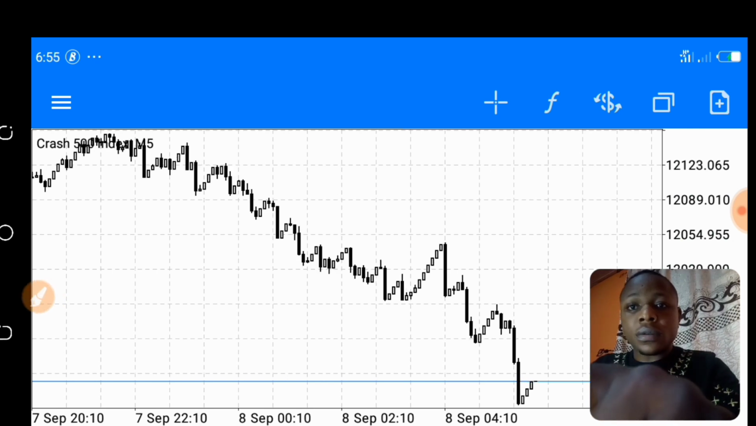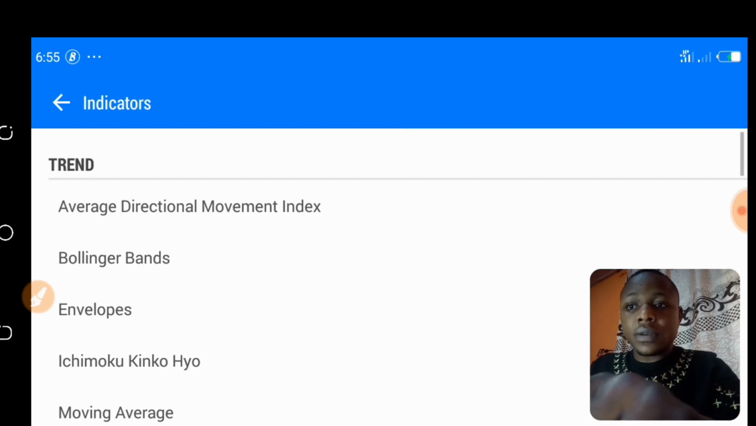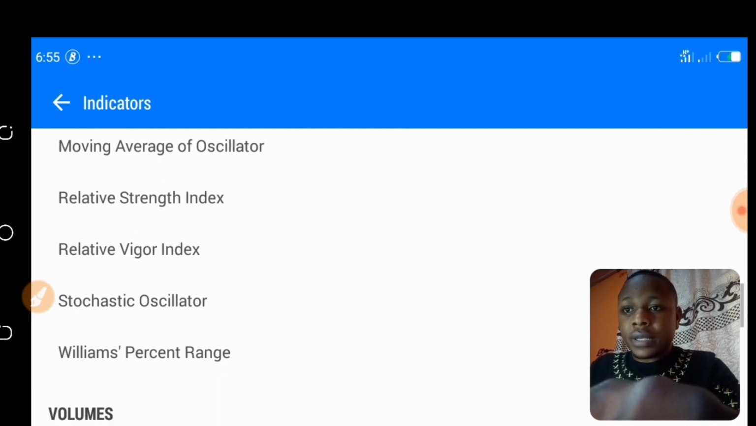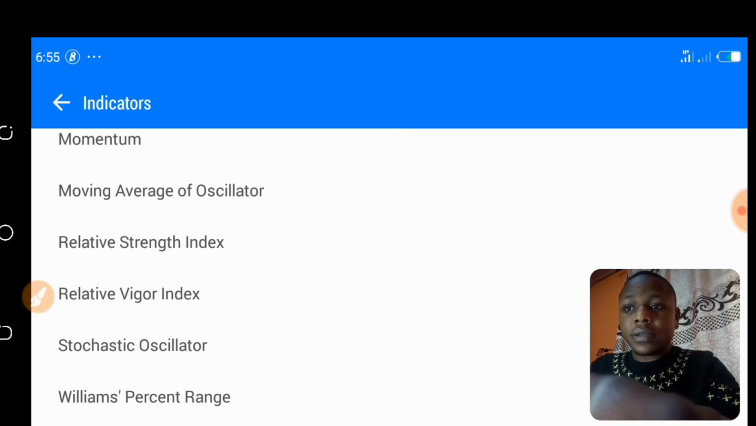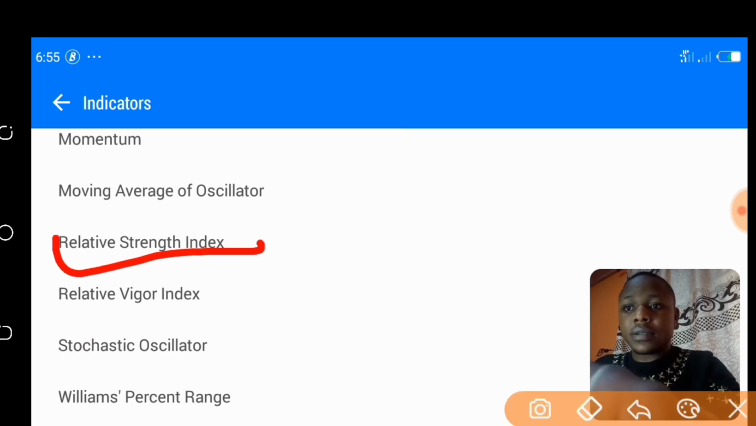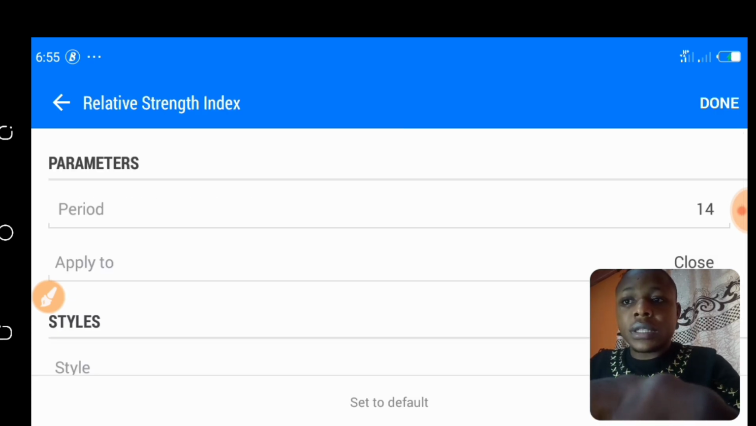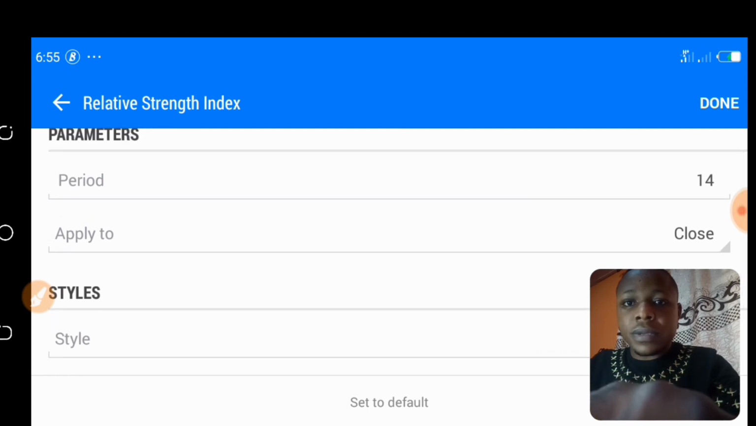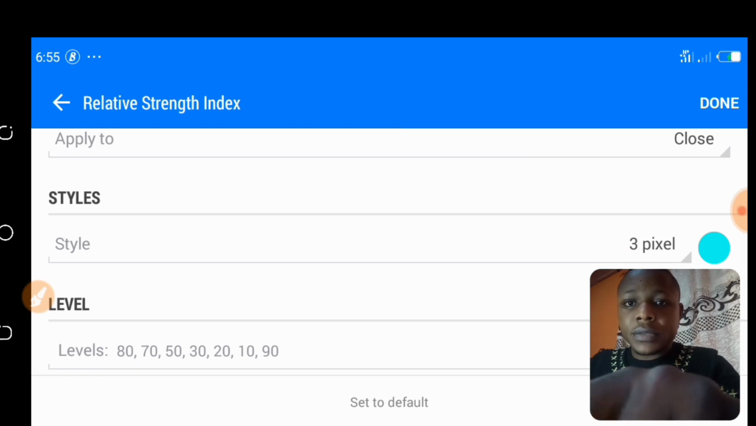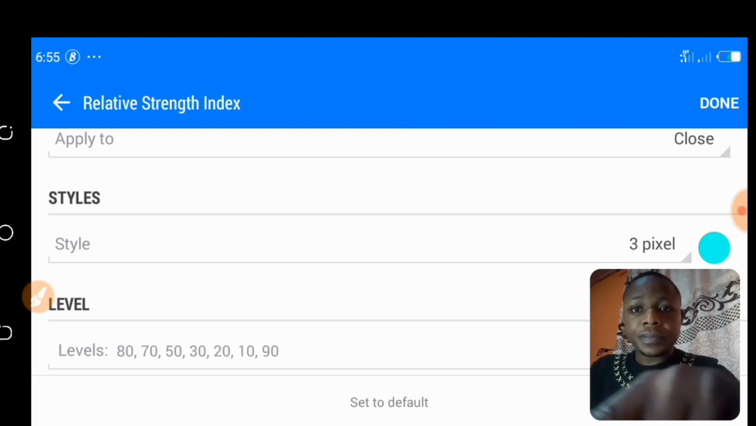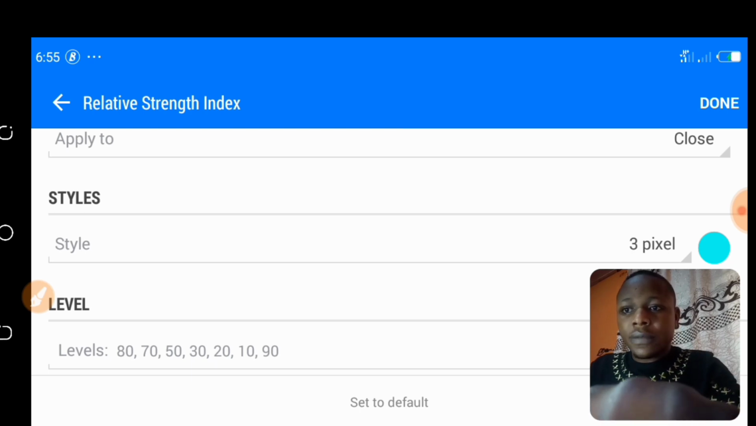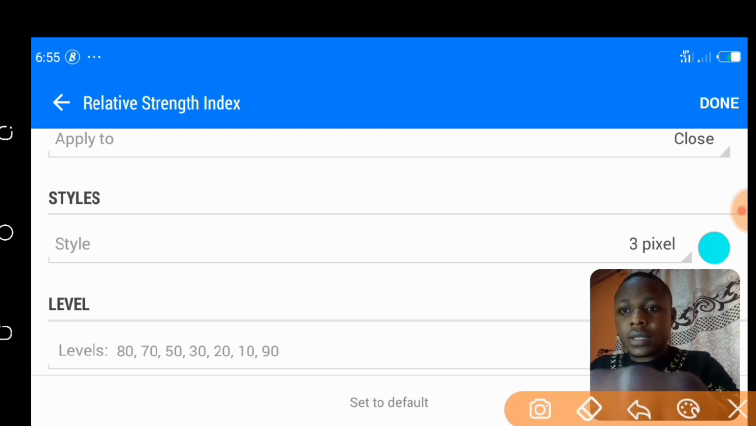So the first indicator I'll be adding now is the RSI, relative strength index. So click on it, change the period to 14, let it be on 14, then apply to close. Set the style to 3 pixel. You can also change the color. So now click on levels.